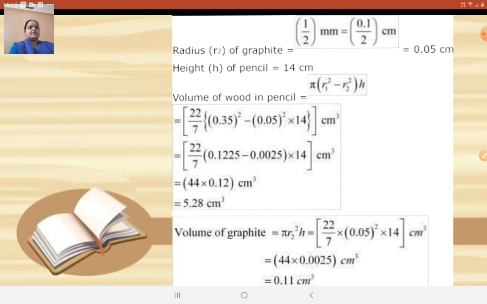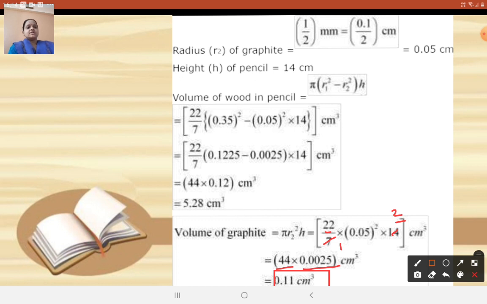Volume of graphite, that is pi r square h. So after substitution you will get 22 by 7 into 0.05 the whole square into 14. Again 7 1s are 7, 7 2s are 14. 22 into 2 will be 44. 0.05 the whole square, the value will become 0.0025. And if you multiply, your final answer will be 0.11 centimeter cube. Hope this is clear to all of you.